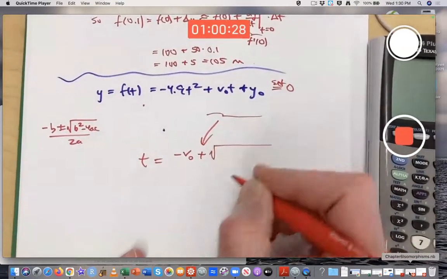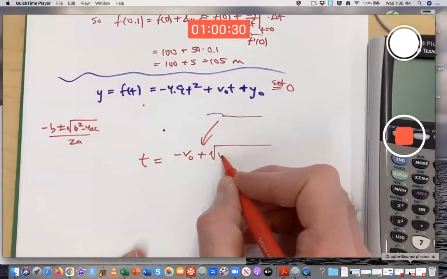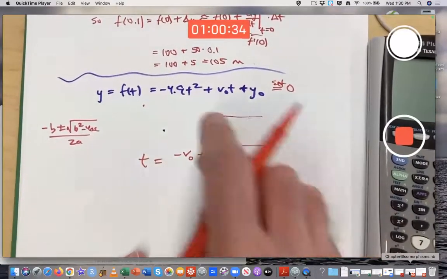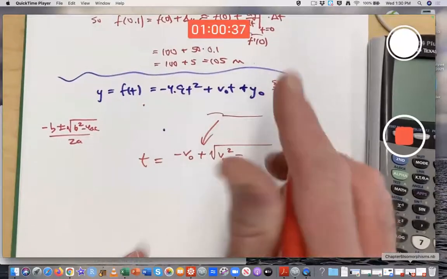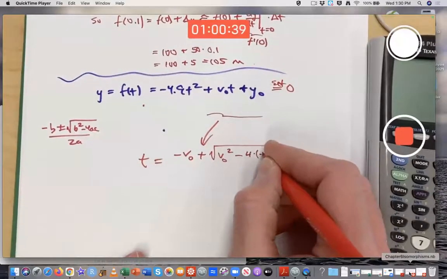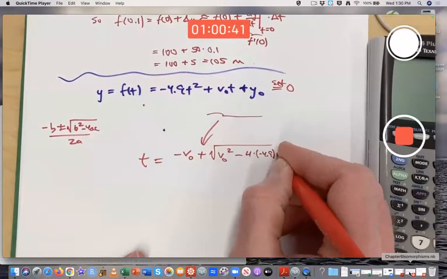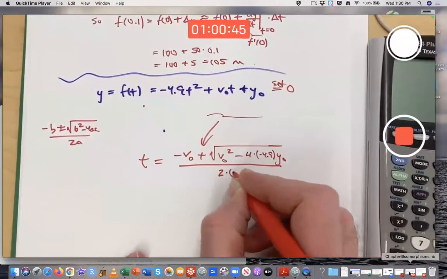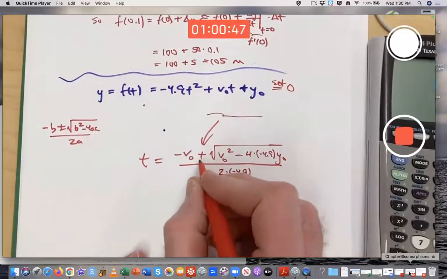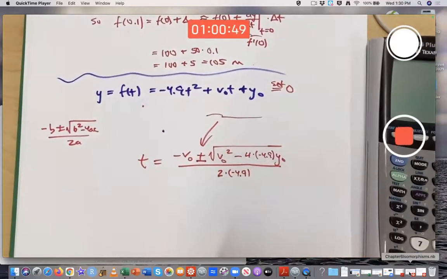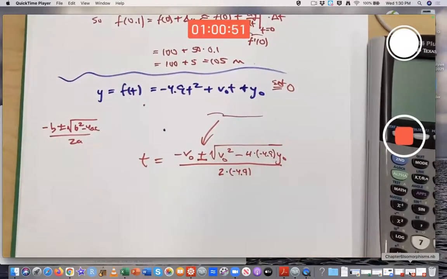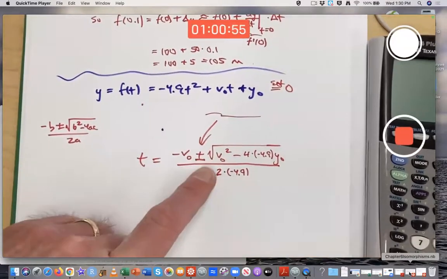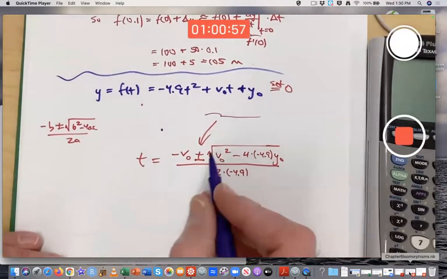Plus the square root of b squared, which will be b0 squared, minus 4 times a times c, which means minus 4 times this times this. Minus 4 times negative 4.9 times y0, all over 2a, which means all over 2 times negative 4.9. And actually, this is showing me I better take the minus sign here. In general, it's plus or minus. Because of the negative down there, I'm actually going to want to take the minus one so that the negative signs cancel.